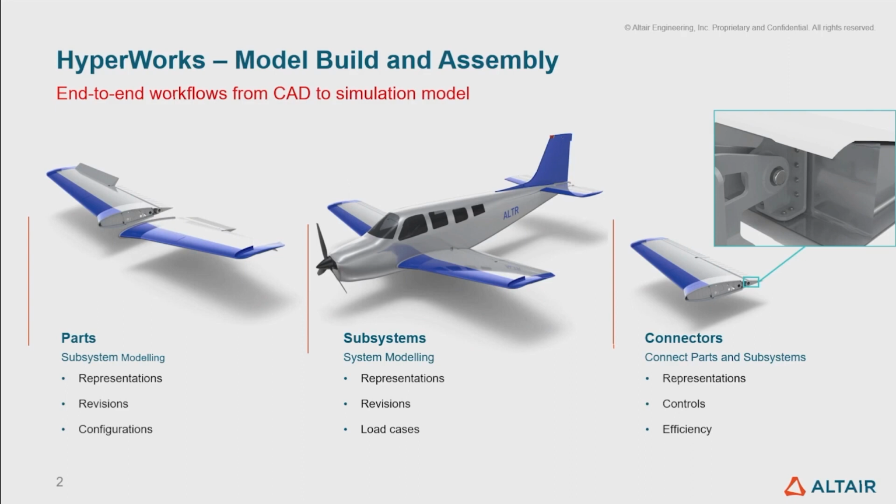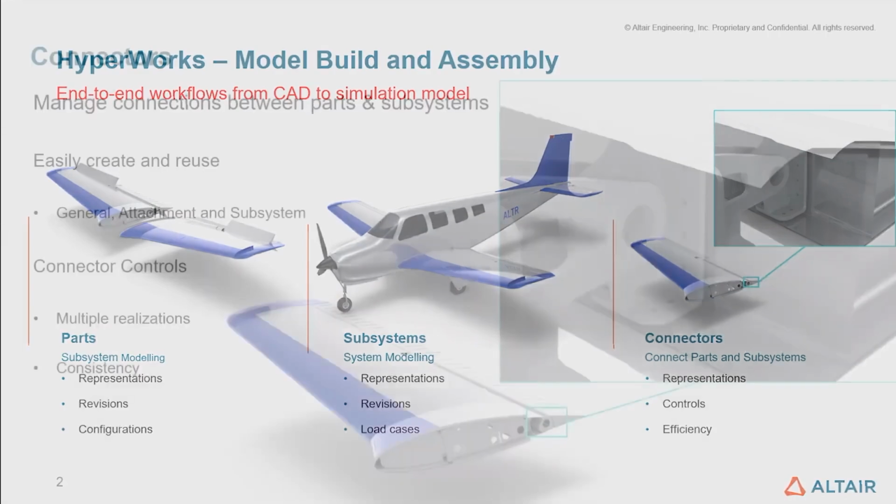As Greg went through from a representation, revision and configuration management point of view, I don't think he touched on configurations today. But subsystems follow through that same workflow, and then connectors really are trying to build on controls, efficiency, and then again representations. So different ways of representing the same bolts, the same connector, the same spot weld in different situations, and how do you manage that, and how do you ensure you have consistency throughout your model build and assembly workflows.